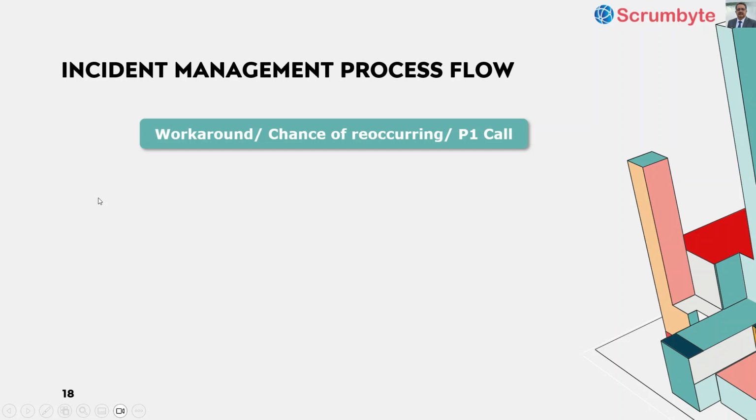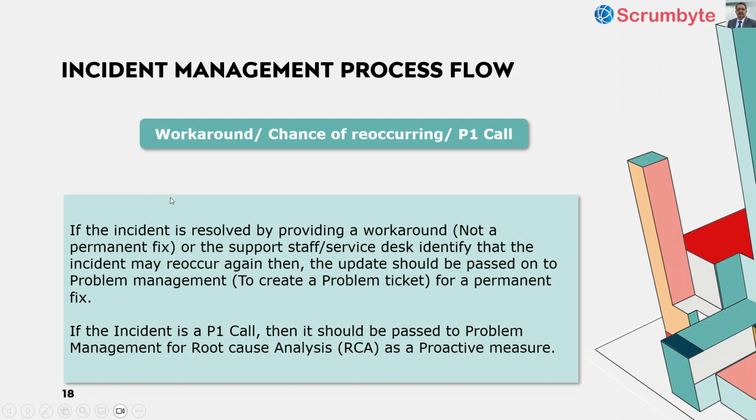Workaround, chance of reoccurring, a P1 call. P1 is a priority one call. So let's talk about this. If the incident is resolved by providing a workaround, we already talked about a workaround, which is not a permanent fix, then the support staff, service desk will identify the incident may occur again, and they'll have to update the record. And they will have to pass this information to the problem management team. This will create a problem management ticket. This is not an incident management ticket. This is a problem management ticket where a permanent fix will be found.